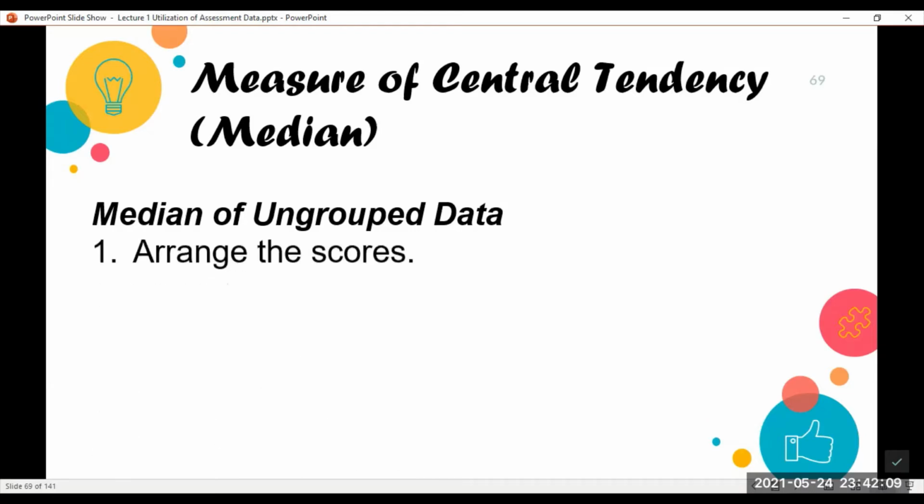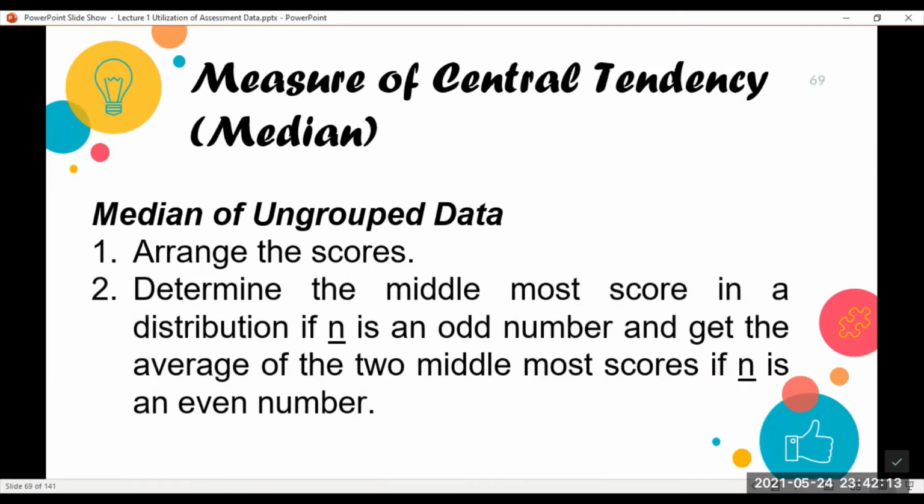And of course, we have to arrange the scores from lowest to highest and then determine the middlemost score in a distribution if n is an odd number, and get the average of the two middlemost scores if n is an even number. So we really have to count it, no? Kung ilan yung ating number of observations.